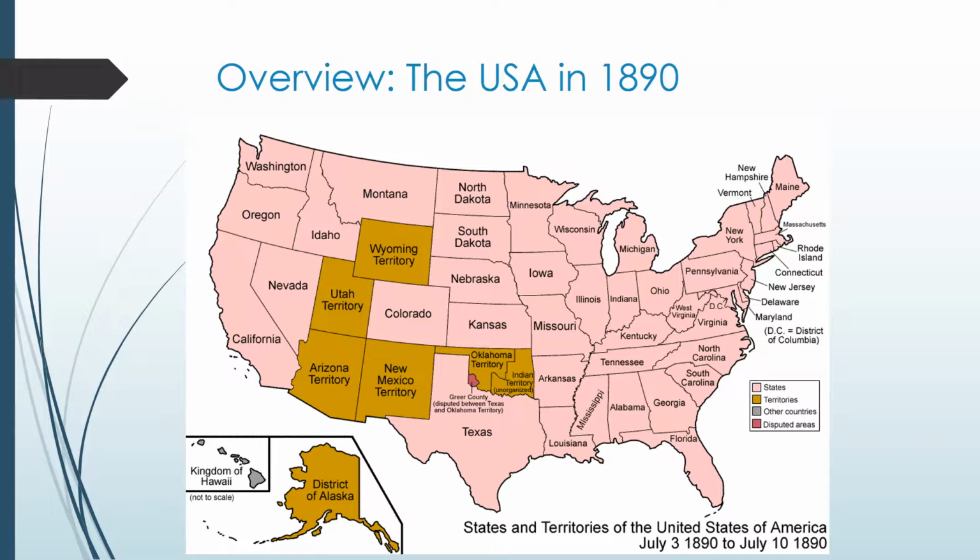You'll notice that Hawaii is still gray, which means that we haven't taken it over yet. So that's the United States. It's mostly just the continental United States and Alaska.